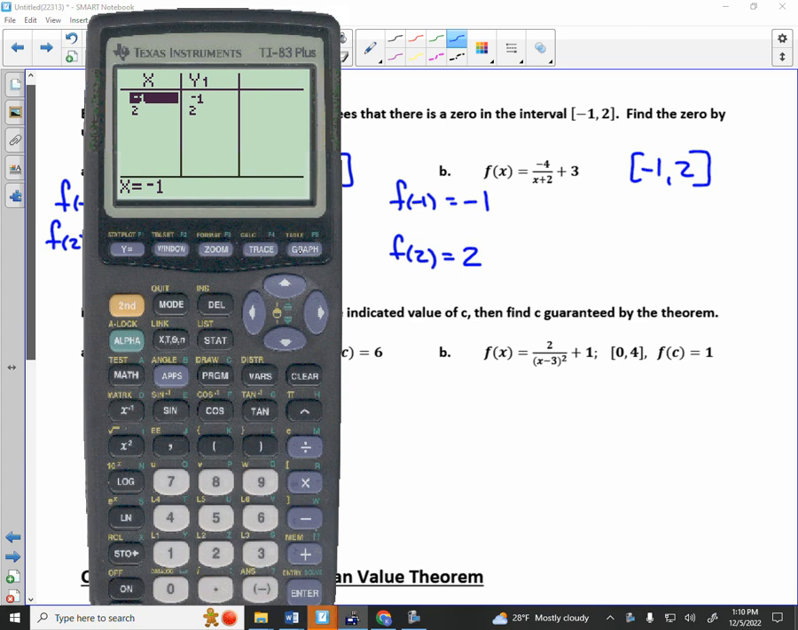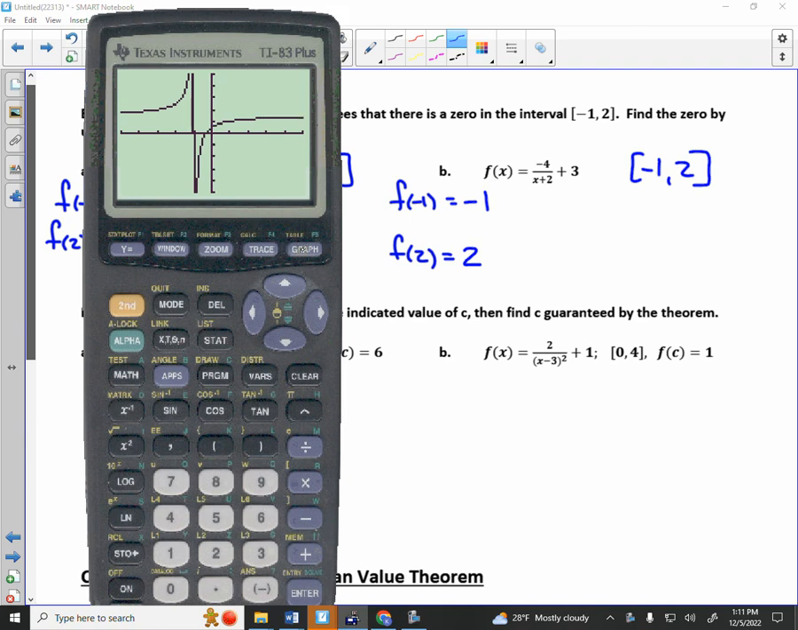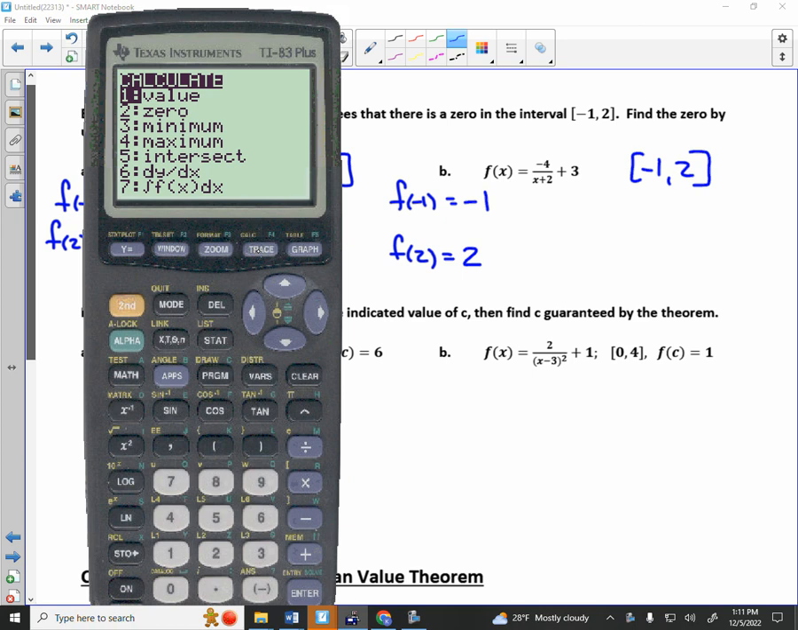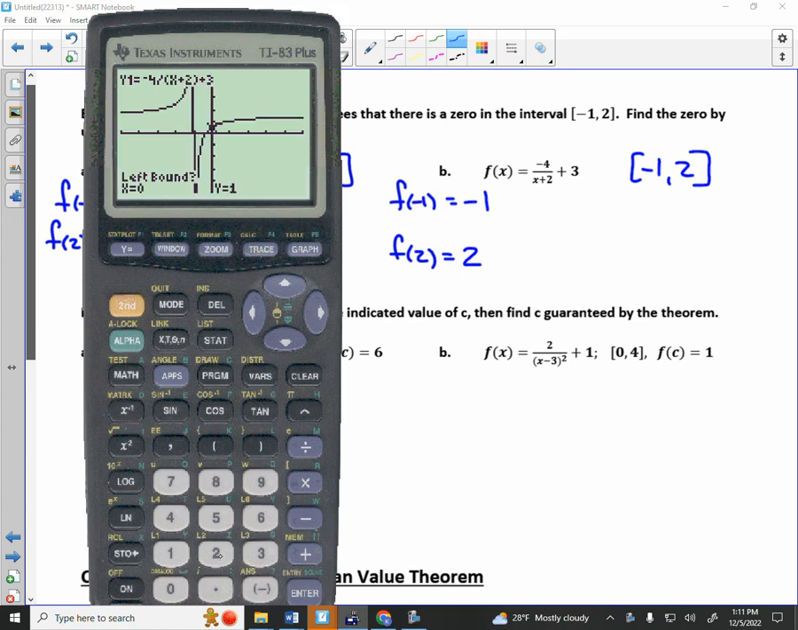Let's actually find the 0. How are you going to find the 0? Good. So I've heard a couple things that are going to work. Number one, I'm going to graph it. And second of all, I'm going to go second, calculate, and what will I choose? I'm going to choose my 0, which is number 2.